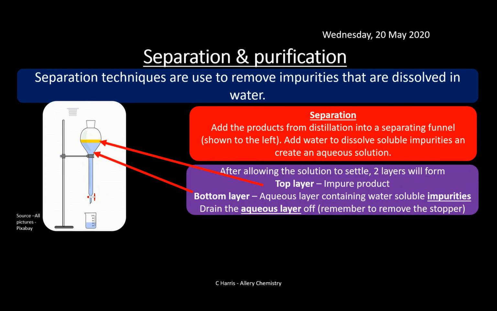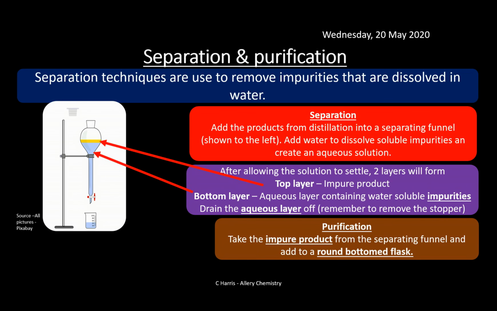Then you can see we've got two layers. We've got our impure product at the top, and our aqueous layer containing any soluble impurities in the bottom layer. What we want to do is run that off, and you've got to remember to remove the stopper. There's the stopper there. If you've tried to run a liquid off with the stopper in, you effectively create a vacuum in the top here, and that stops the liquid from running out. So you have to remove the stopper to drain the liquid out. Very, very important.